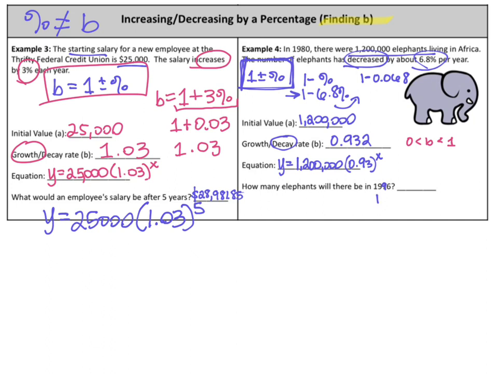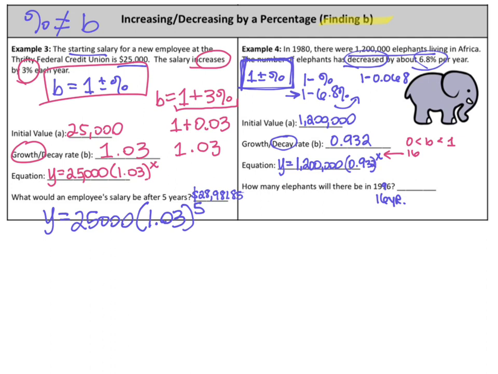16 years. So in 16 years, what happened to the population? How many elephants now are there going to be in 1996? Or were there, since that happened already? So once again, let's just plug in the number, and instead of putting an X, we're going to plug in 16 right there for that X. Type it into your calculator and then come back with the answer.